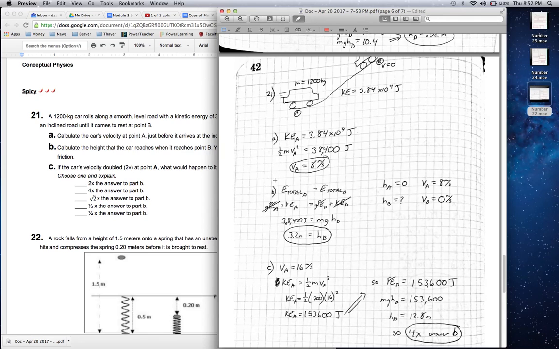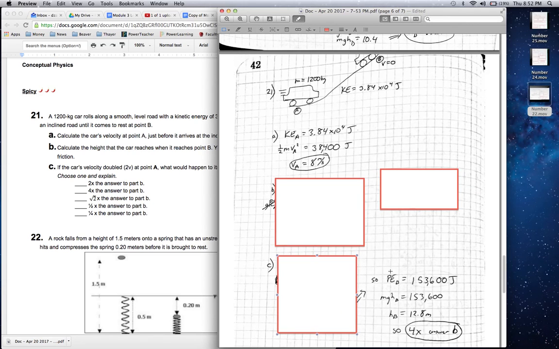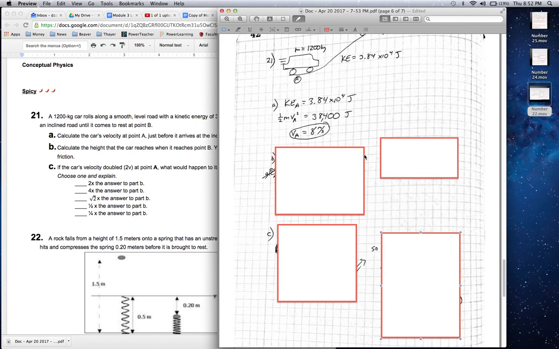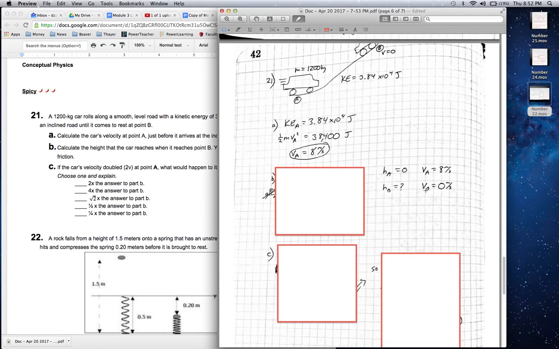Now, for B, it asks what's the height that it reaches. And the height that it reaches is all about looking at the different types of energy. So I know the height at A is 0. I know the velocity at A. I don't know the height at B. I know the velocity at B is 0 because at the highest point it will have rolled, slowed down to a stop, and then if we continued going it might roll back down. But all of the energy would have turned into gravitational potential, no more kinetic energy for that.